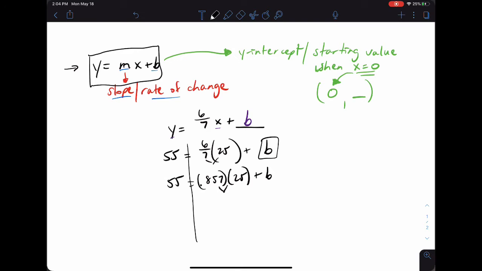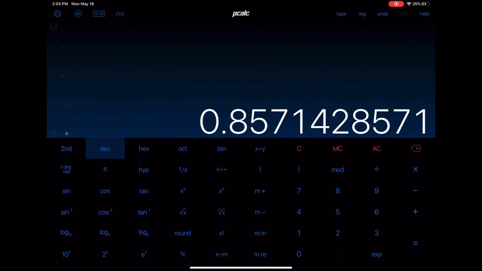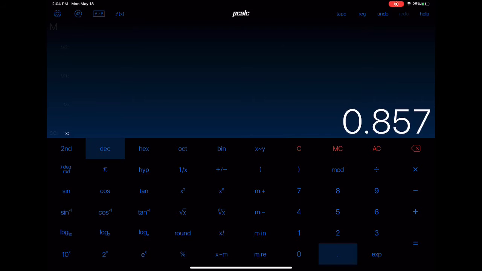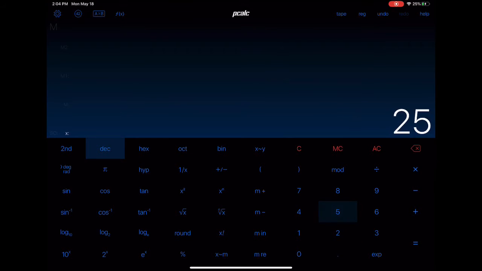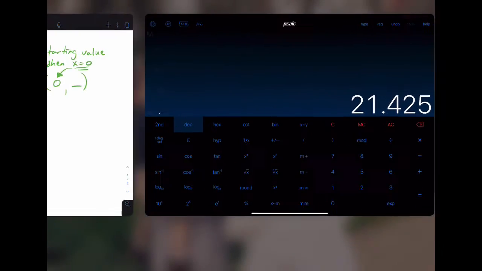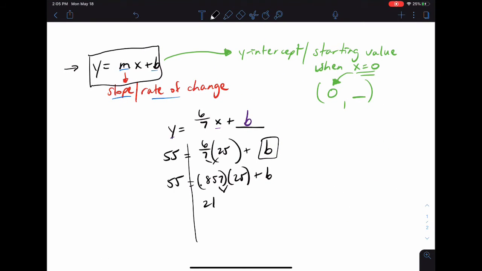Okay, so let me go back to my calculator. 0.857 times 25 is 21.425. Okay, now I still have to solve for b. So I have this here that I have to get rid of. Well, what I'm going to do is the opposite. So I'm going to subtract it from both sides. We've done this many, many times in class.